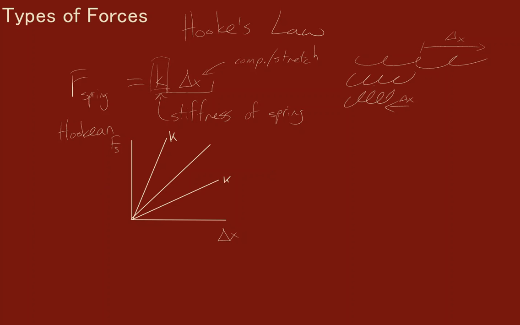For the direction, if we compress the spring, it wants to snap back to its original length. So the direction of the force that the spring exerts is always opposite the push or the pull on it. So if we compress it, it wants to snap back. If we pull it, it wants to snap forward. Basically, if we pull to the right, it wants to snap to the left. If we compress to the left, it wants to snap to the right.